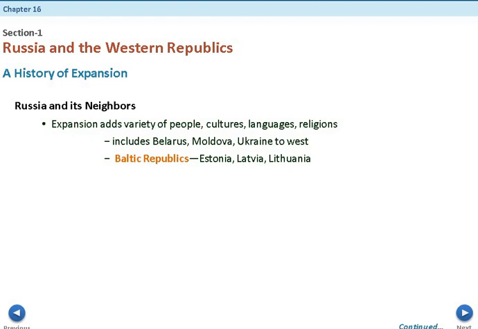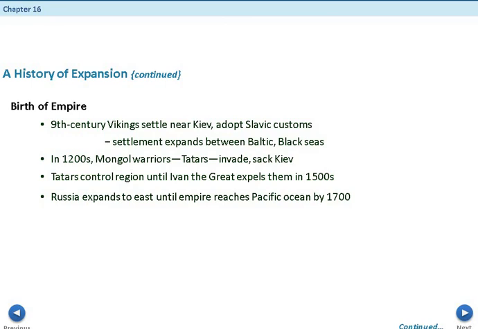This area includes Belarus, Moldova, and Ukraine to the west. The Baltic republics, which are Estonia, Latvia, and Lithuania, are also known in this area. In the 9th century, Vikings settle near Kiev and adopt Slavic customs. The settlement expands between the Baltic and the Black Seas, and pretty soon this group becomes a similar culture.